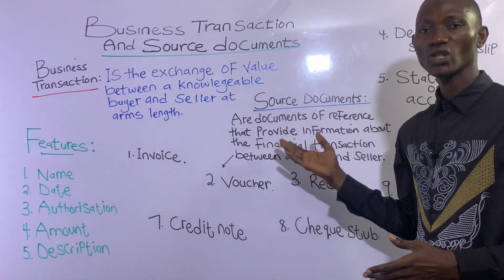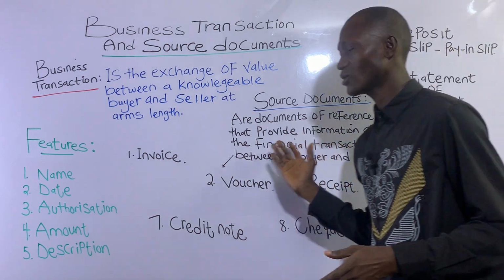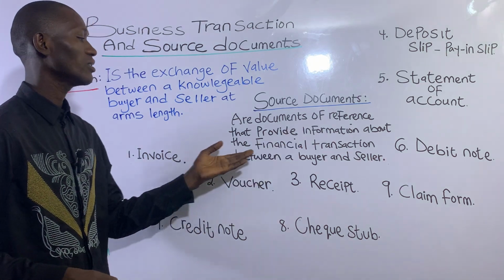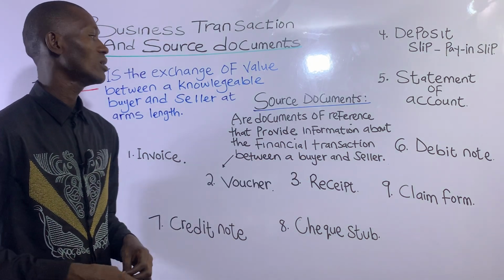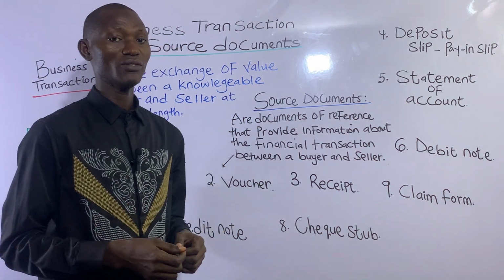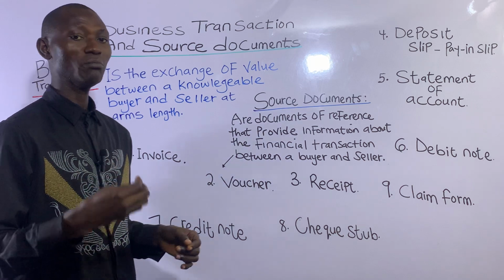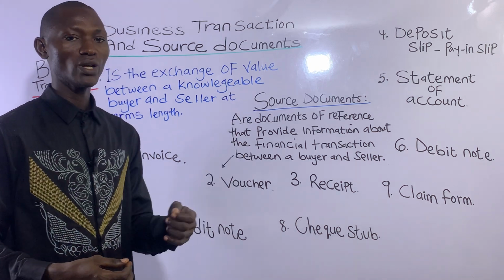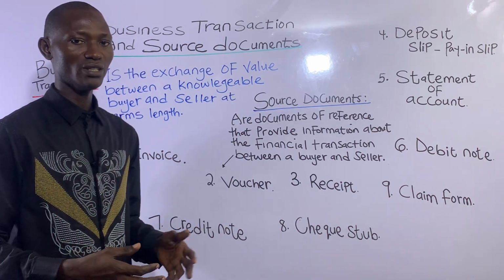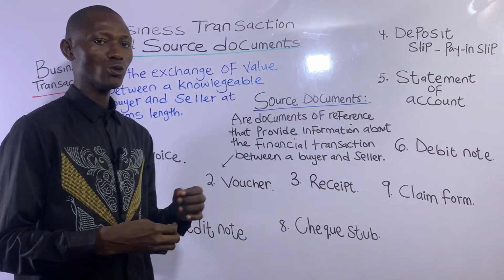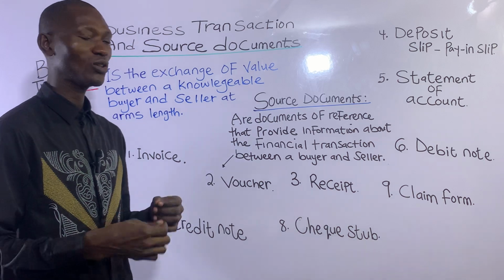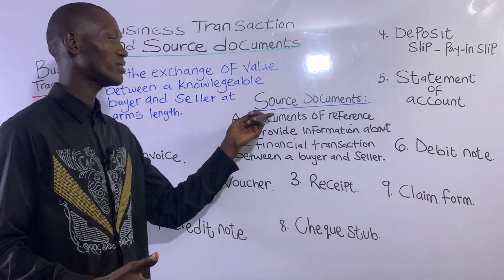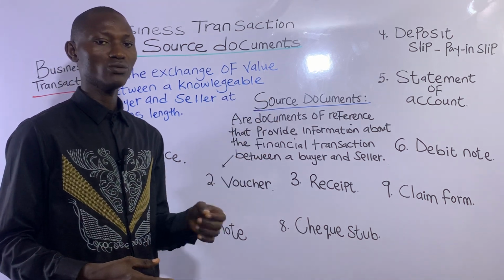Then let's move to source documents. Source documents are documents of reference that provide information about the financial transaction between a buyer and a seller. They are often generated during a business transaction, and from these source documents, the transactions will subsequently be recorded in the appropriate subsidiary books. So source documents are documents of reference, they are documents of evidence. And don't forget, in every formal business transaction, that's when source documents are often generated.